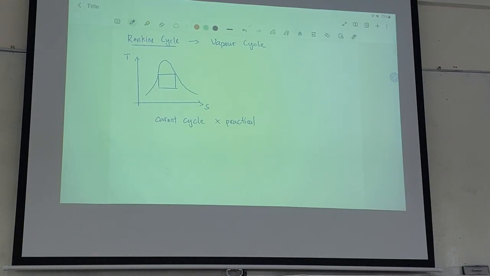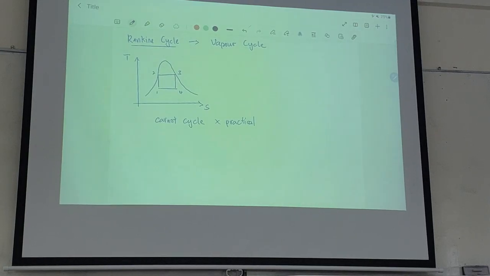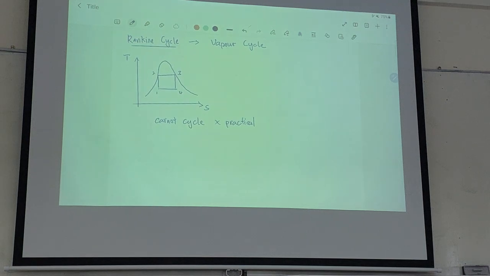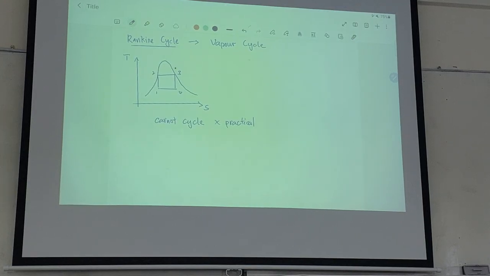Does anyone remember why this is not practical? That is definitely one reason. But then a lot of your calculation you also assume reversible, right? So what are the main reasons? I mean, there are a few reasons actually behind this. So we look at process 1 to 2 first. So why is 1 to 2 not practical?